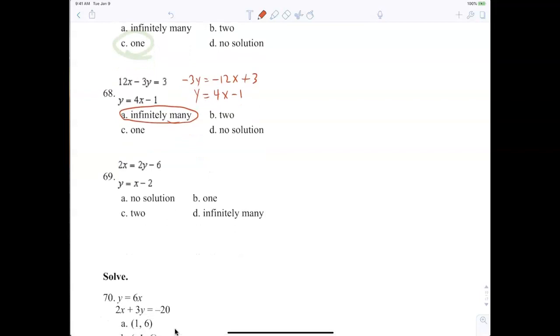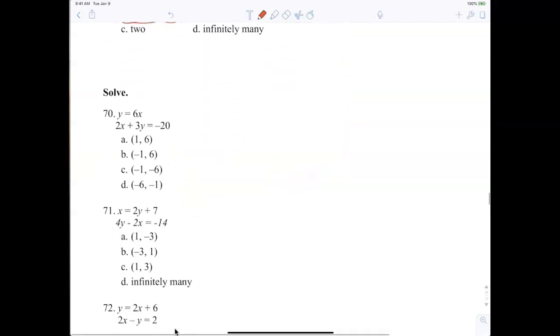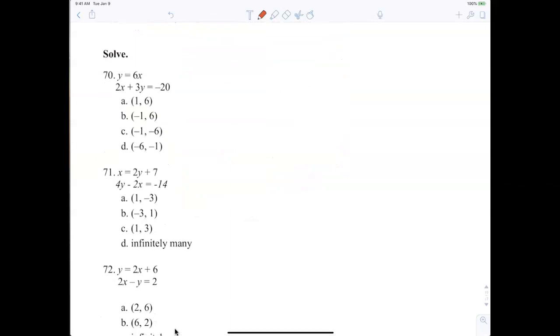Okay. Now over here we have to put it in the y equals form, so it's going to be 2y equals 2x plus 6. Divide by 2, y equals x plus 3. Again, the slopes are the same, the y-intercepts are different. If the slopes are the same and the y-intercepts are different, that means they are parallel. So if they are parallel, that means there is no solution. All right, let's knock these out real quick.